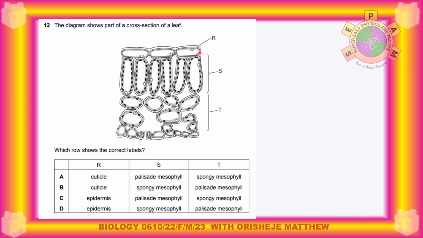They named it the epidermis, but the arrow is not pointing to the epidermis, just on top of it, which is the cuticle. So R is the cuticle, S is the palisade mesophyll, and then this is the spongy mesophyll. Most students thought this was the epidermis, so they took option C: epidermis, palisade, and spongy. But it's wrong because the arrow is not the epidermis, it's the cuticle. So the answer is A.